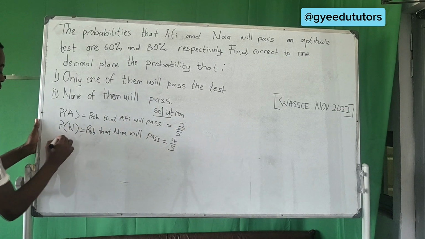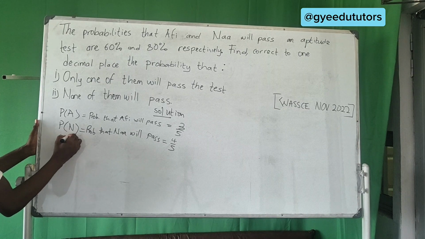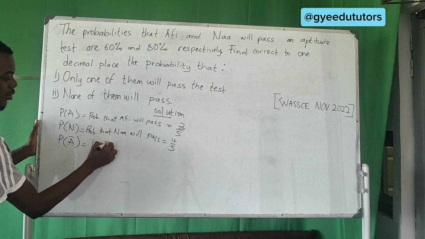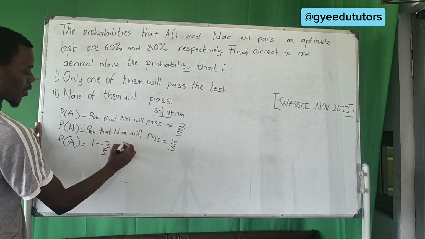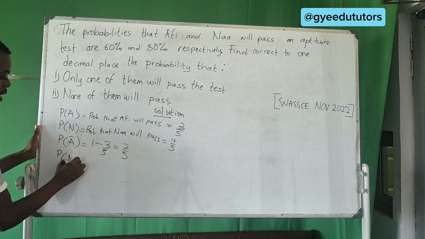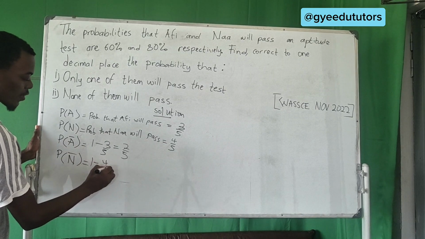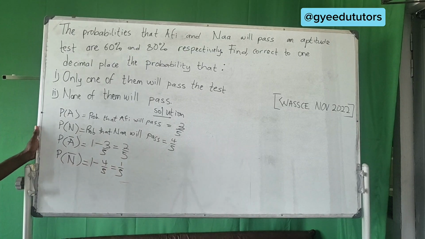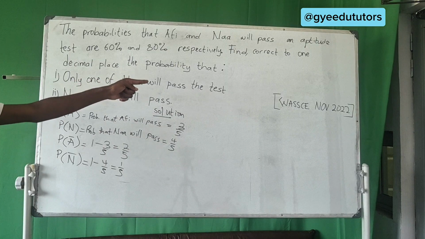Okay. So now, the probability that Afi will not pass, that is the probability of A complement, is 1 minus 3/5, which is equal to 2/5. And the probability that Nana will not pass the test is 1 minus 4/5, which is equal to 1/5. But now the question is asking for the probability that only one of them will pass the test.